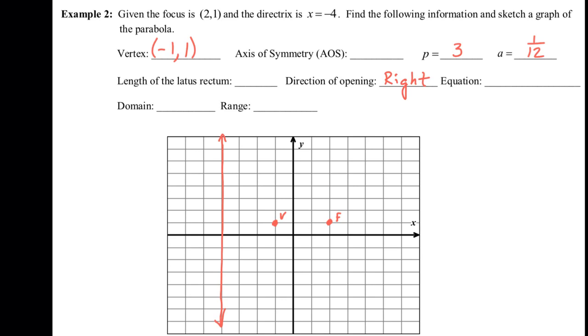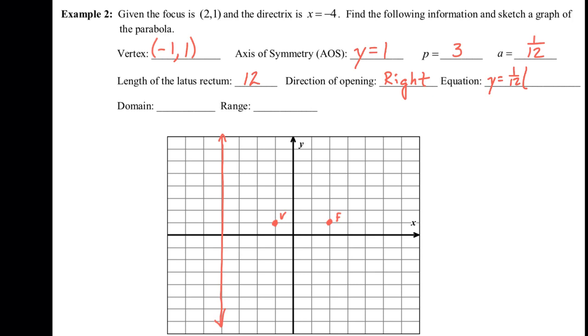And the axis of symmetry is going to split our parabola in half right here. It goes through the vertex every time. And since our parabola opens to the right, the axis of symmetry is going to be a horizontal line. And that horizontal line has an equation of y equals 1. So now the length of the latus rectum is going to be 4p, which would be 4 times 3, or 12. And your equation, therefore, is going to be y equals a, which is 1/12.